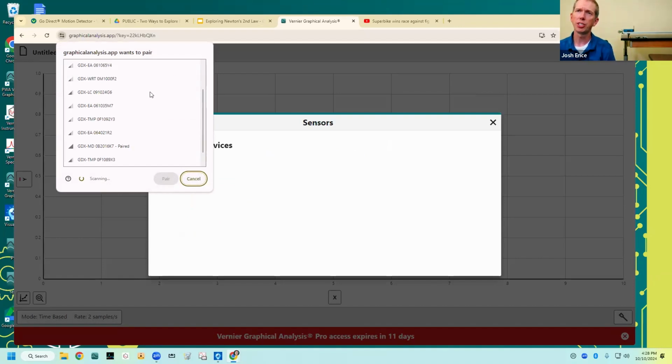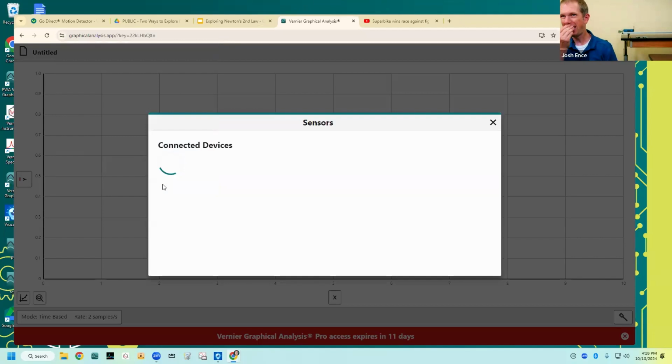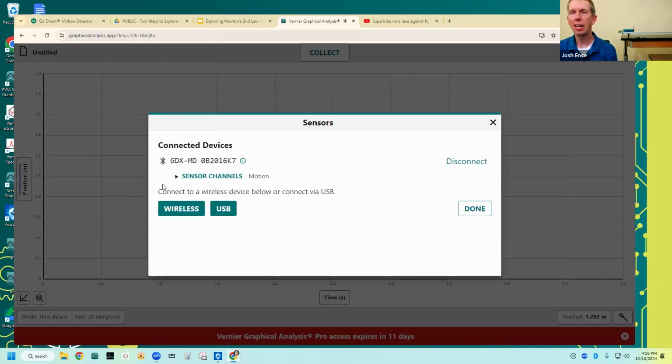Chances are, if you're doing this, you're not going to see a big long list like I do, but I'm in the Vernier offices here where there are lots of Go Direct devices. I've connected to this motion detector in the past on this computer, so it says it's paired. It's not actually paired. It's just saying you've paired with this in the past. So I click on that and I hit pair, and then it's going to set up that link, connect the two together. I know it's connected. I can hear it. You probably can't yet, but it's doing the little click.